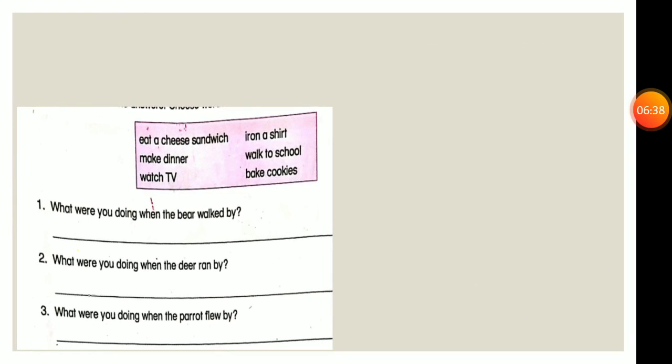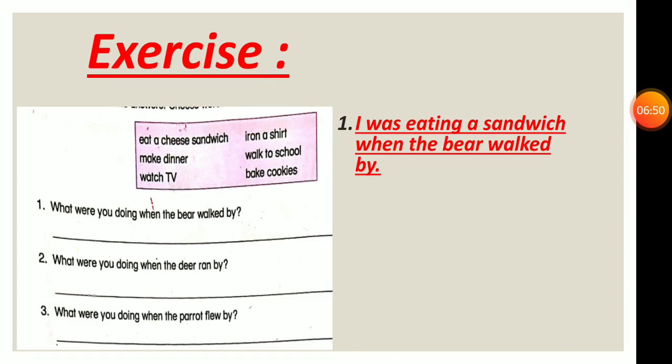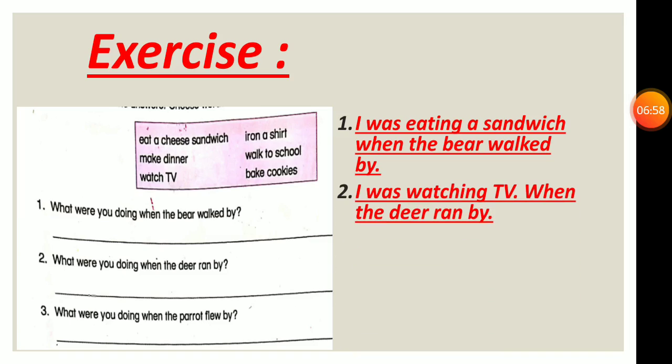Now, let's see another exercise. What were you doing when the pair walked by? You can use the verbs in the books. For example, I can say, I was eating a sandwich when the pair walked by. What were you doing when the deer ran by? I was watching TV when the deer ran by.